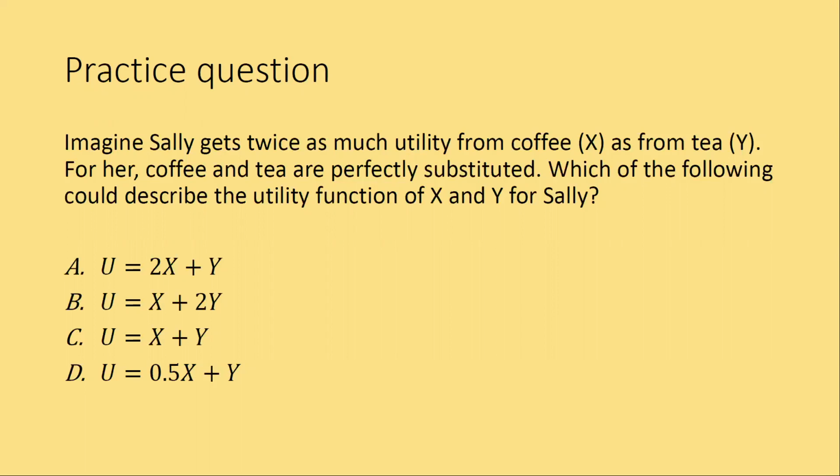So that's basically saying consuming 1 unit of coffee can be substituted with consuming 2 units of tea and vice versa. And if you go back to the previous slides, looking at the statements we made, you can figure out that the utility function is actually described as u equals 2x plus y. And the other 3 choices, B, C, and D, are all incorrect.